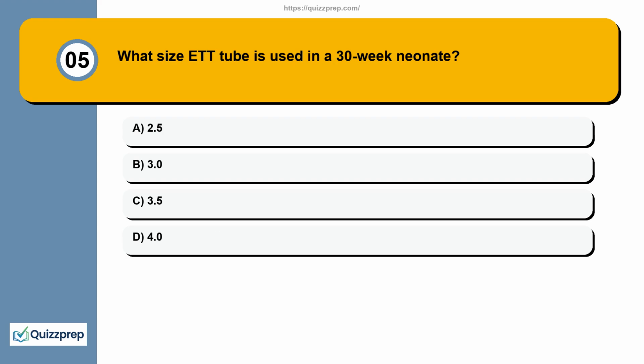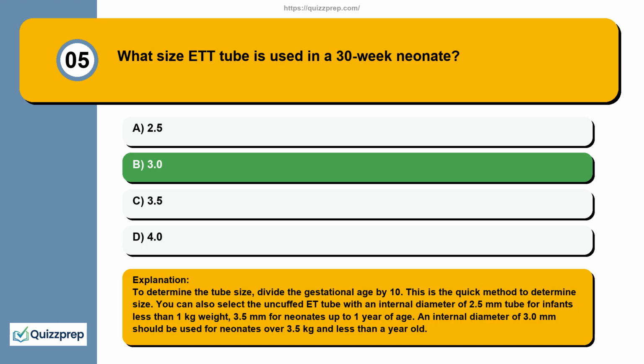Question 5. What size ETT tube is used in a 30-week neonate? 2.5, 3.0, 3.5, 4.0. To determine the tube size, divide the gestational age by 10. This is the quick method to determine size.